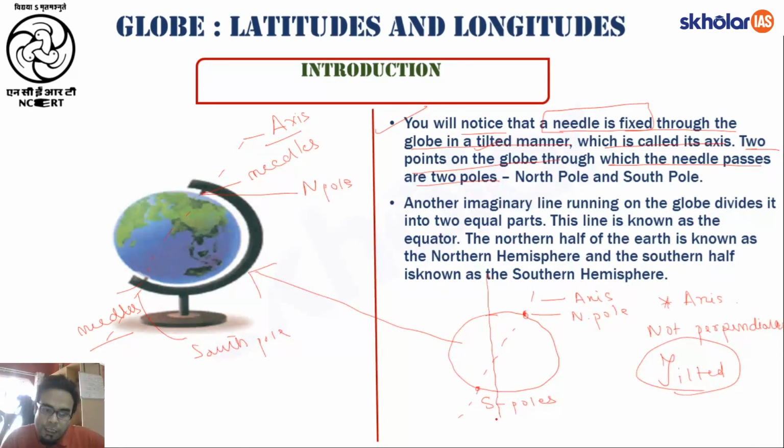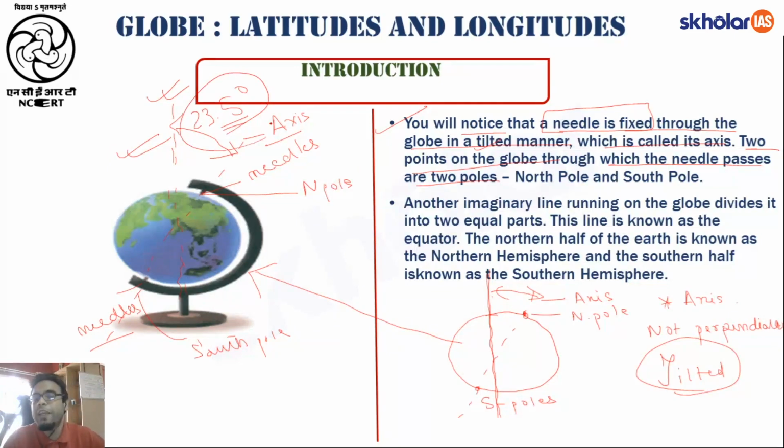Now, if this is the line which is dividing the earth into 2 equal halves, what is the degree between this line and the axis? The degree here is 23.5 degrees. Very important. So this is the tilt of the axis. What is the tilt of the axis? It is 23.5 degrees.